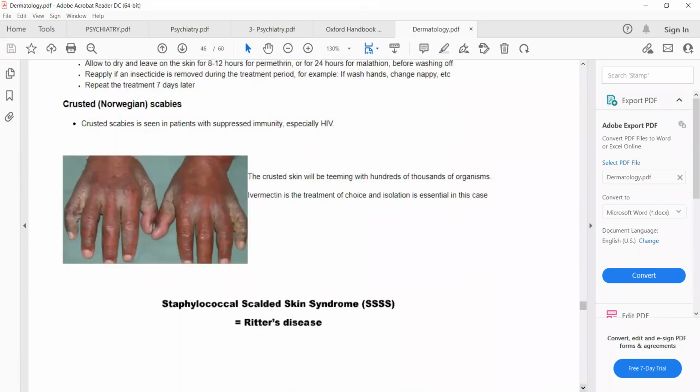I had a question. Yes. What do you mean by Norwegian scabies?